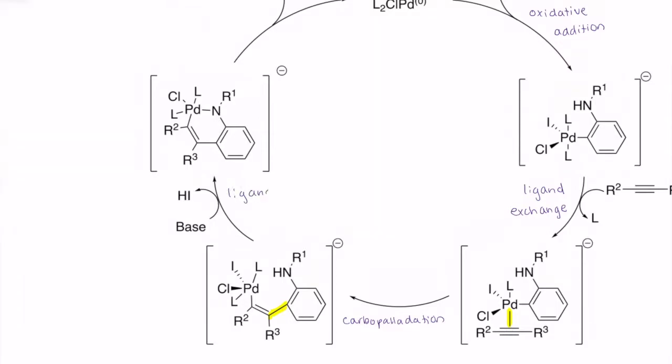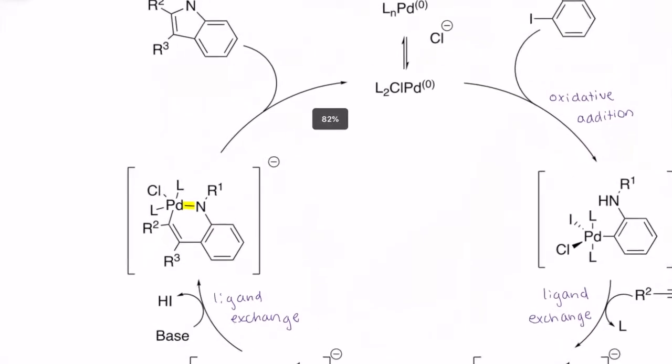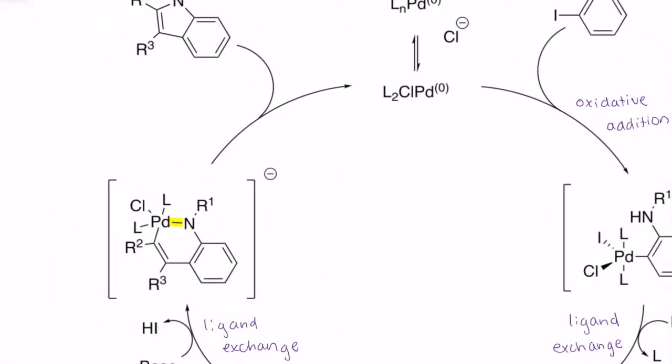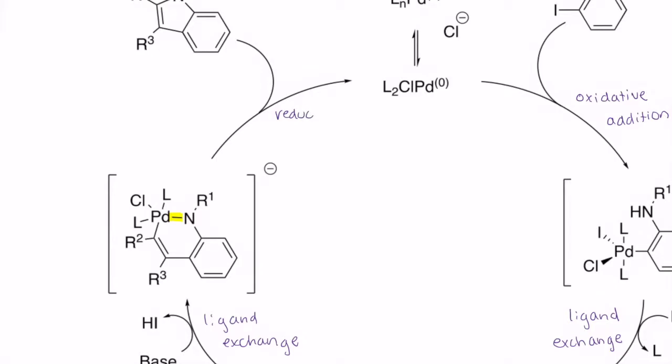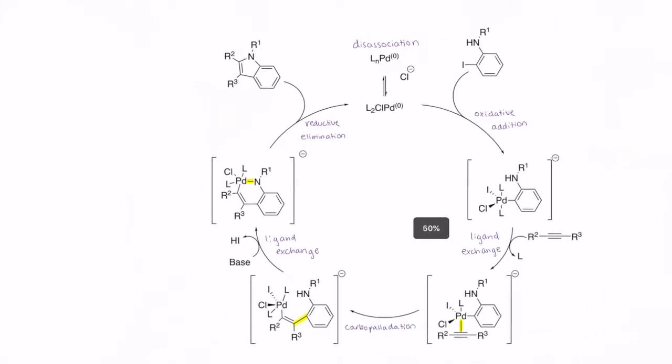Then we have another ligand exchange, in which we lose the hydrogen that is attached to the nitrogen, which gets us closer to our final product. This forms a bond between the palladium and the nitrogen, forming a 6-membered ring. Then finally there's a reductive elimination to form the 2,3 disubstituted indole product.